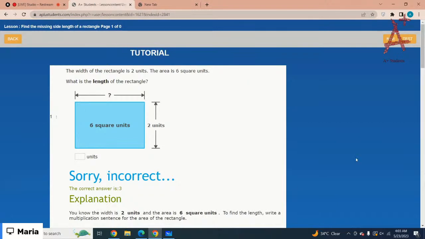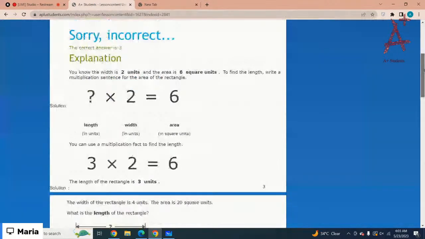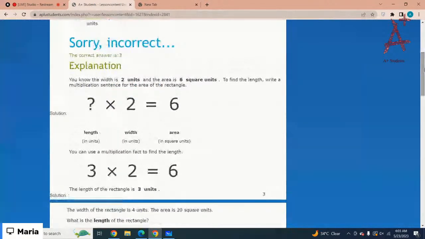Got it? Basically, whenever we are going to find the area of the rectangle, we are going to do length times width. Got it? We are going to multiply length and width and we'll get the area. So you are given length times W, because you are given width is 2, you have to find the length. So missing number times 2 equals 6. Now you have to find the missing number. Which number times 2 equals 6? Yes, it is 3 times 2 equals 6.